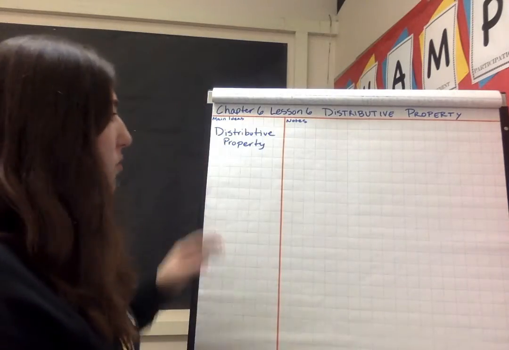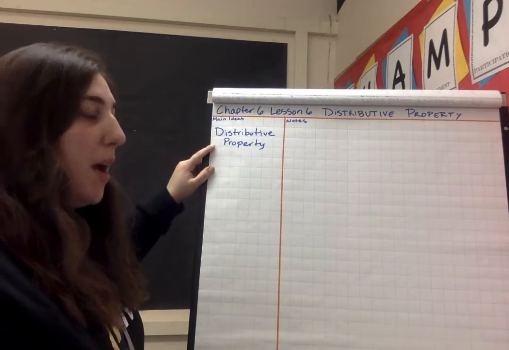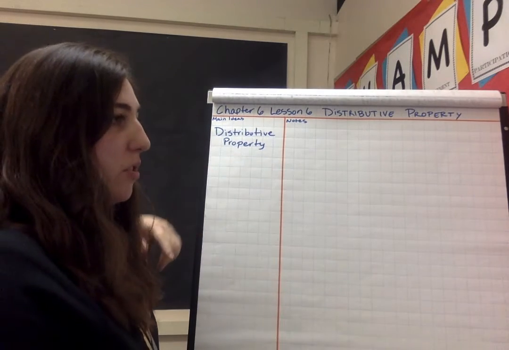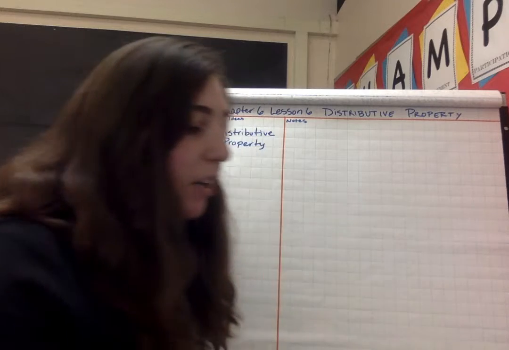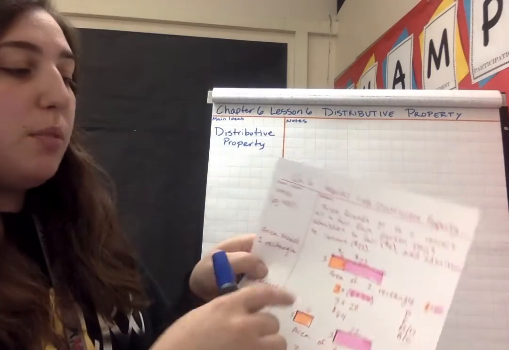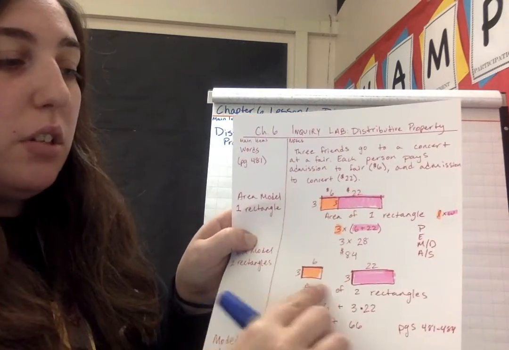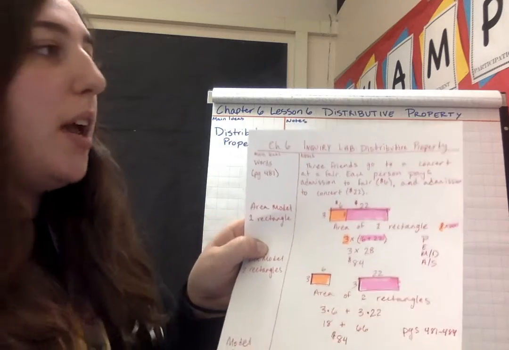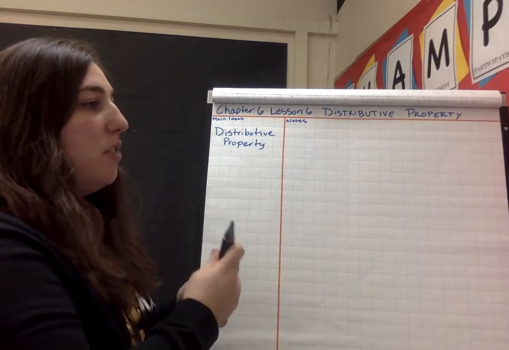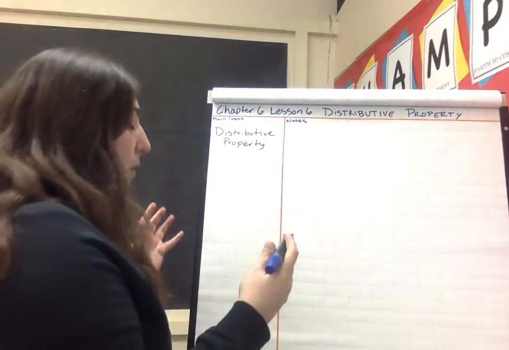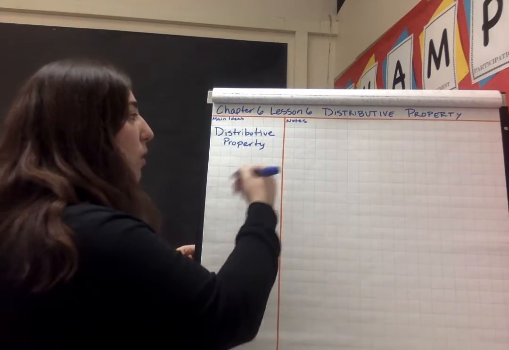Okay, so the distributive property, I already have it written on my paper in the main ideas section. I'm going to start writing in the notes section. So in our inquiry lab, a lot of what we were doing was exploring how we go from one rectangle in an area model to using 2 rectangles, okay? And that's kind of what the distributive property is. So let's real quick just draw so we can visually see what it is.